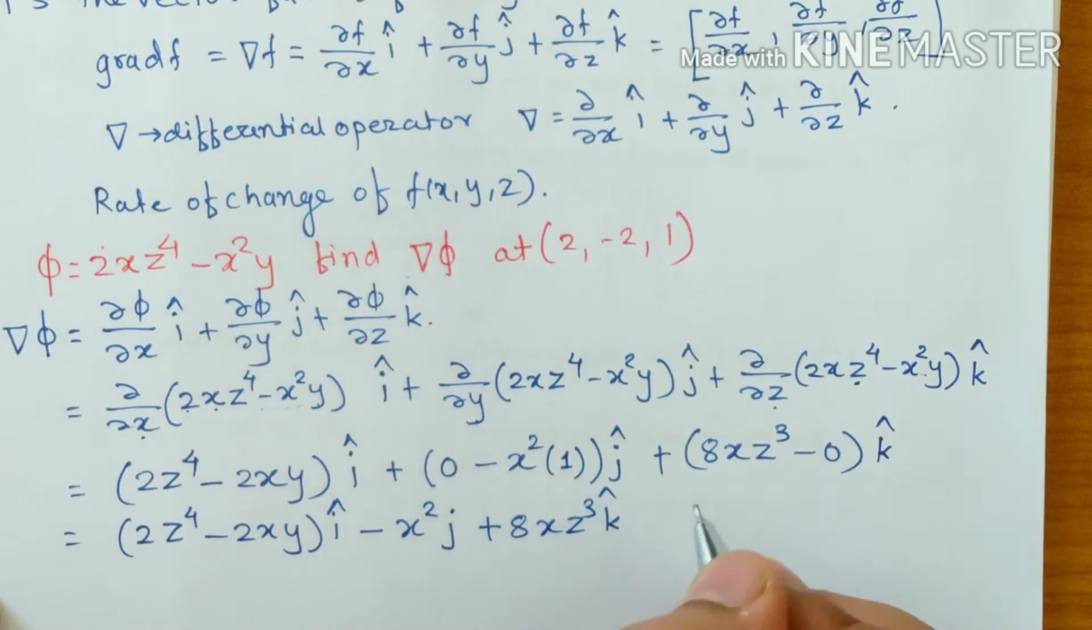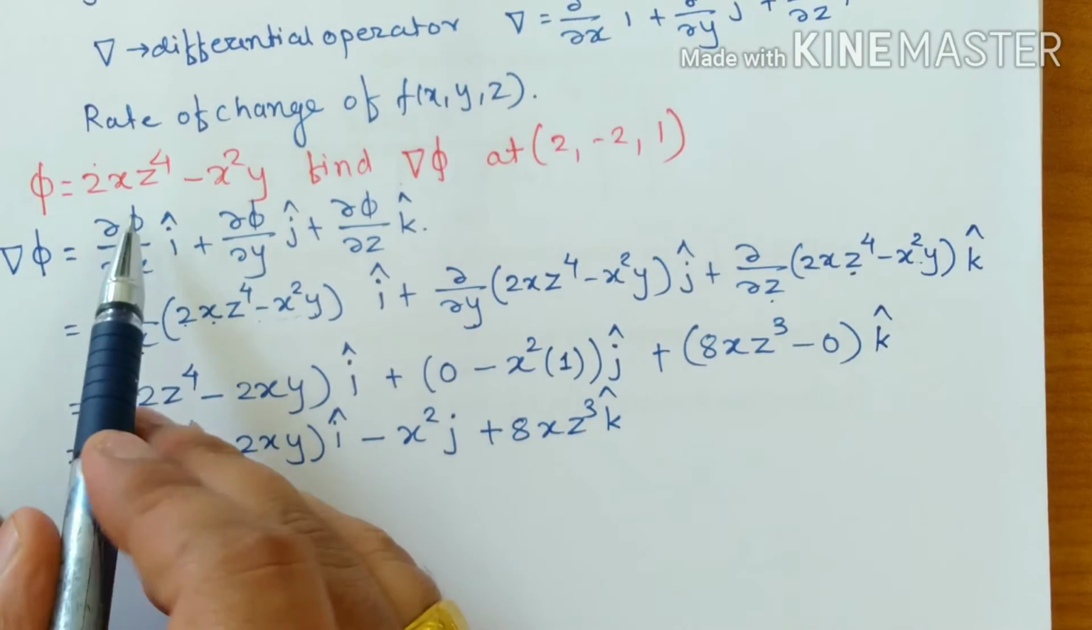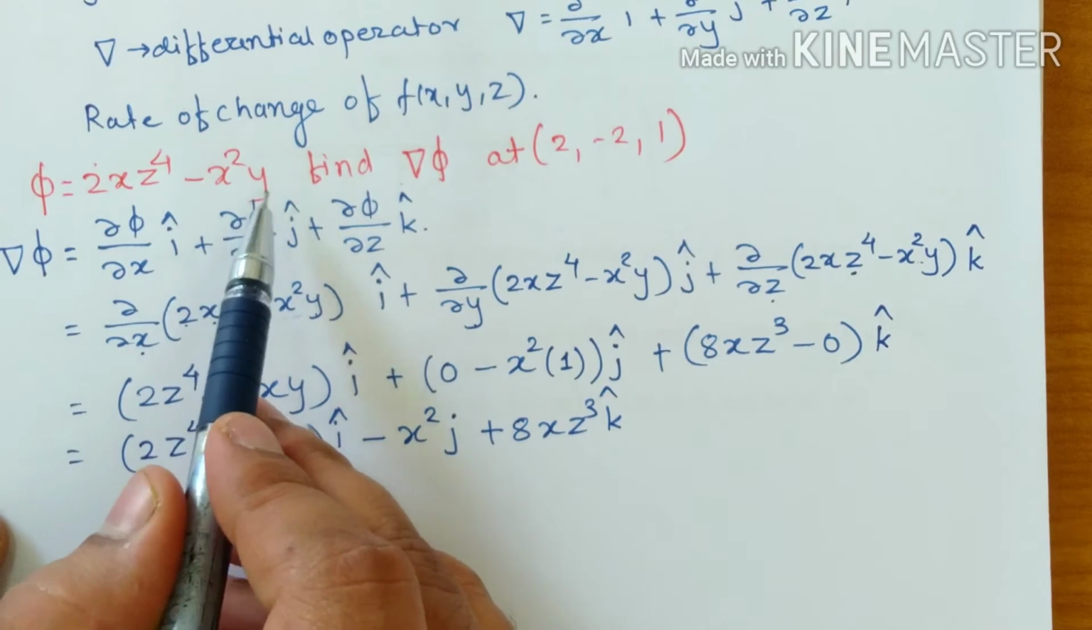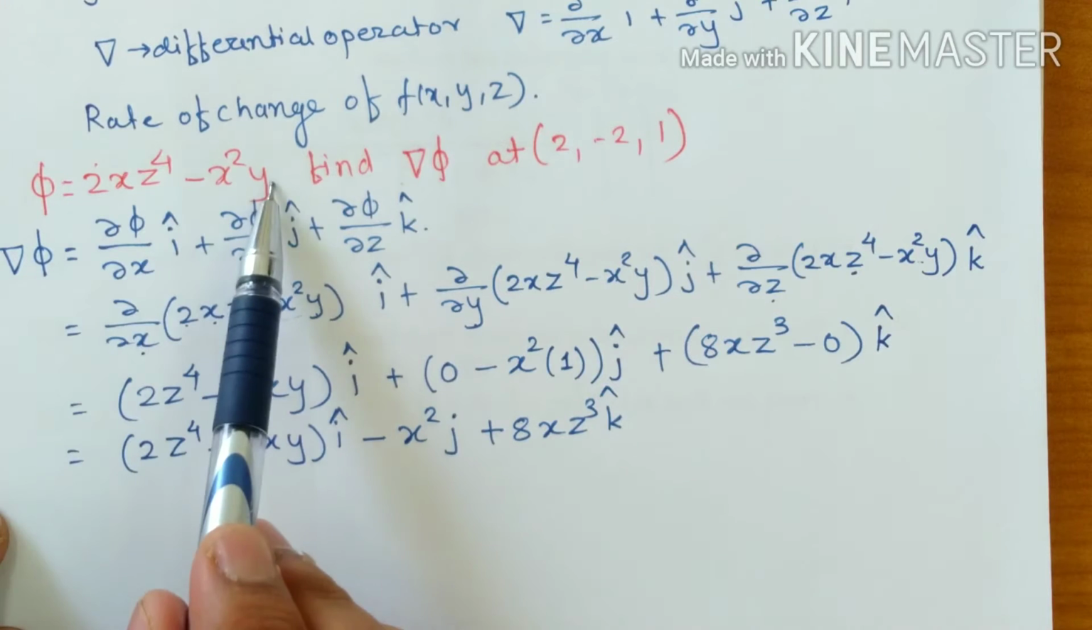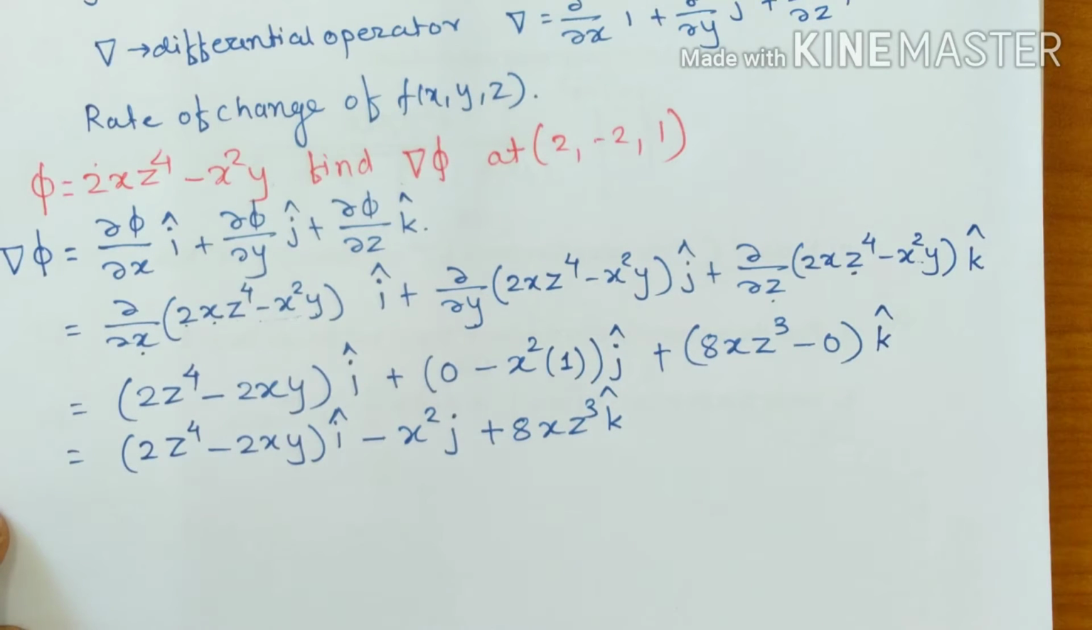Now see, originally they have provided a scalar function. Now you get a vector function. So this is a scalar field and this is a vector field. I hope this is clear.